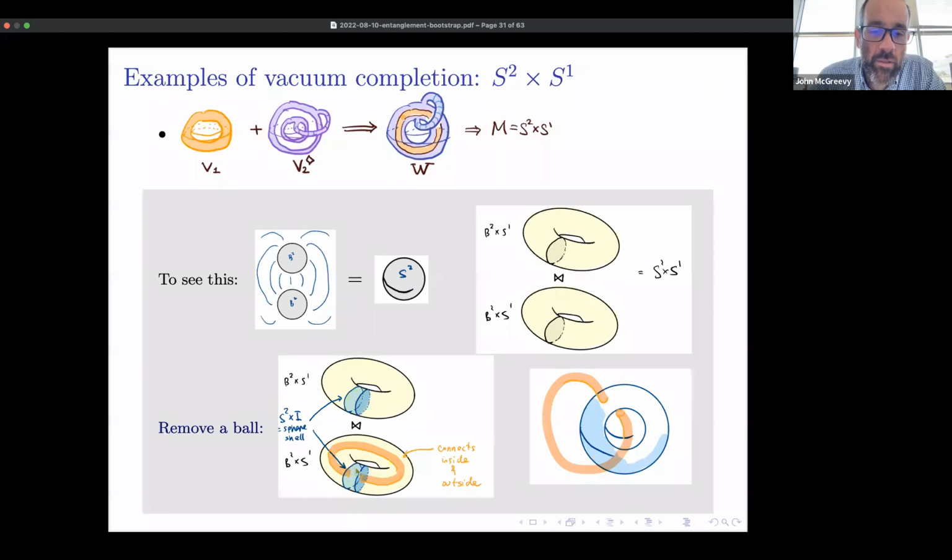So the thing that's left is this orange tube, and this ball times an interval glued to this ball times an interval. A ball times an interval glued in this way to a ball times an interval is S2 times an interval, which is a sphere shell. That's this sphere shell here, and this orange tube connects its inside to its outside.